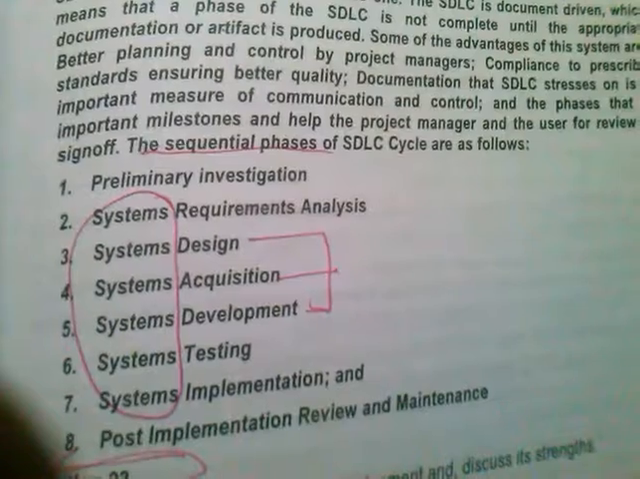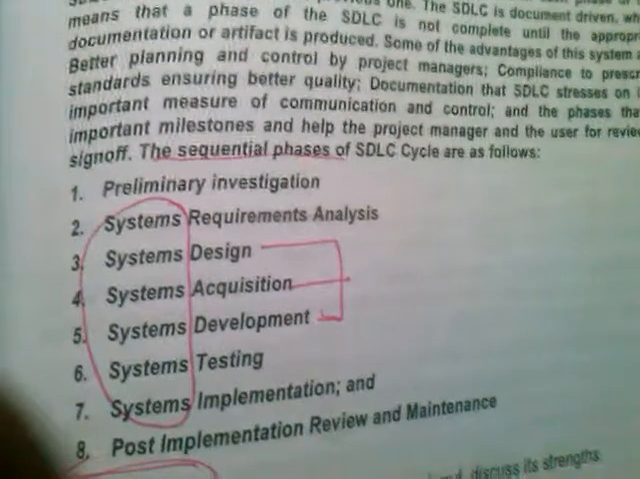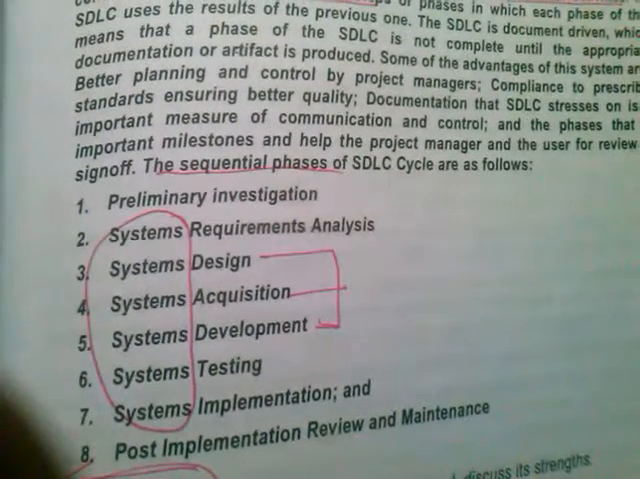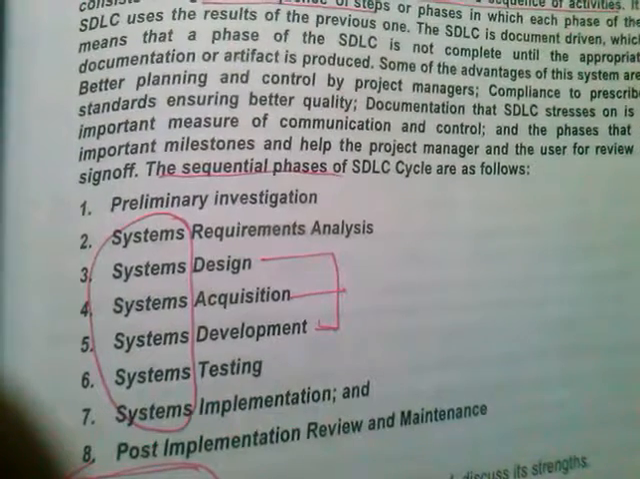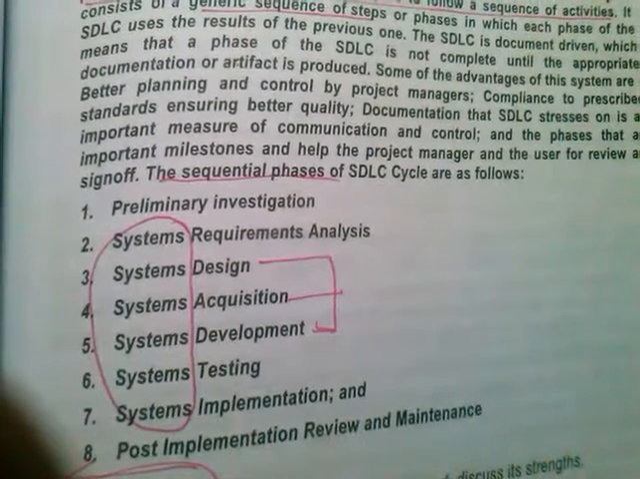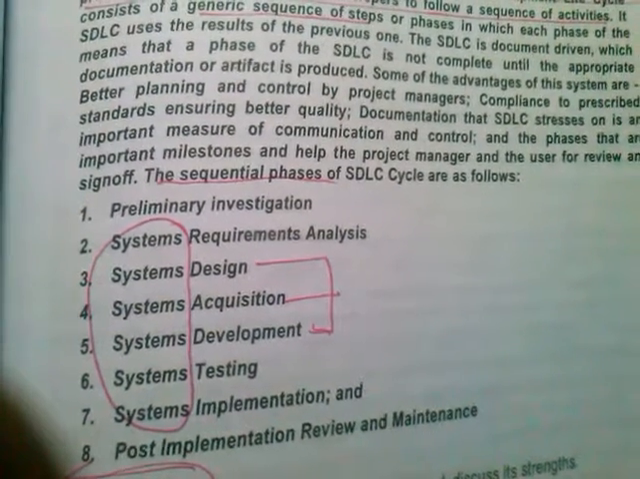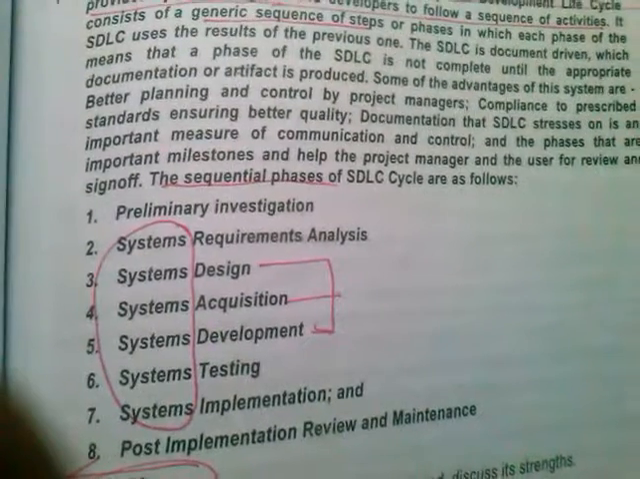The sequential phases of the SDLC cycle are as follows: preliminary investigation, systems requirement analysis, systems design, systems acquisition, systems development, systems testing, systems implementation, and post implementation review and maintenance.